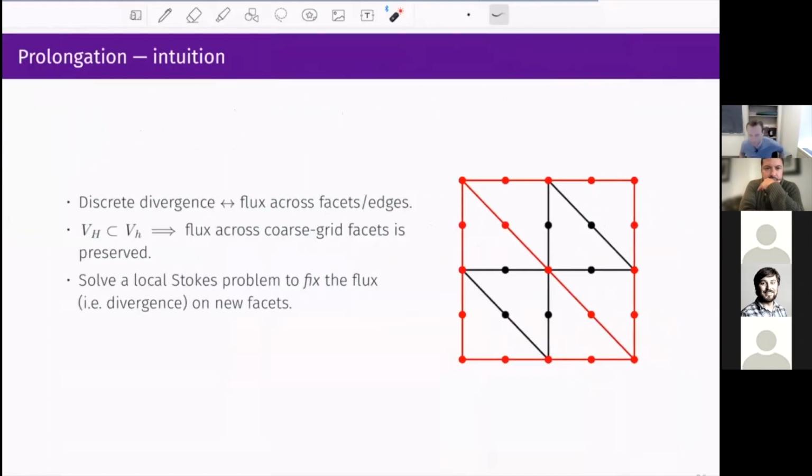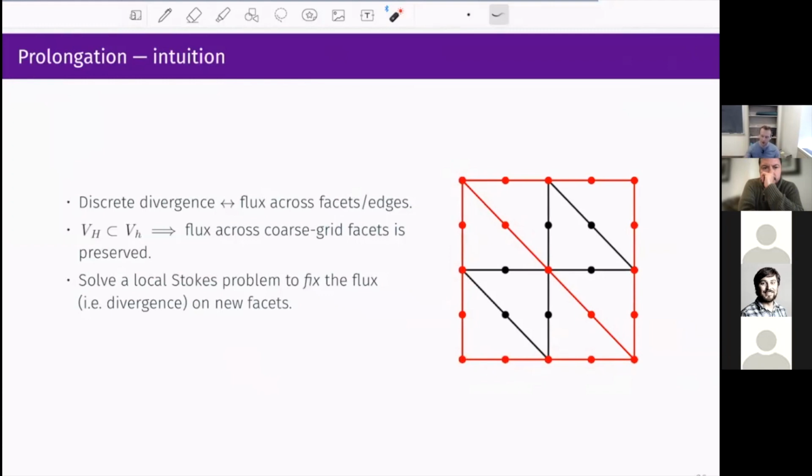OK, I'm just going to give some intuition for why that's the case. This is for the simple case where your pressure space is constant functions, which means that the discrete divergence is essentially the same as just measuring the net flux across the facets or the edges in your mesh, right? So essentially what you're requiring is that if this is a cell in your mesh, the inflow and outflow across these edges sums up to 0, right? That's all you're requiring.